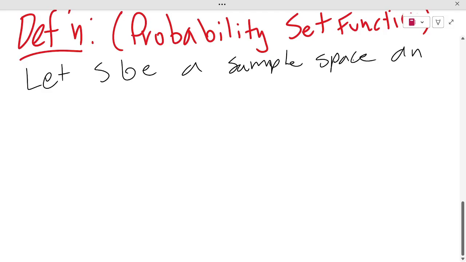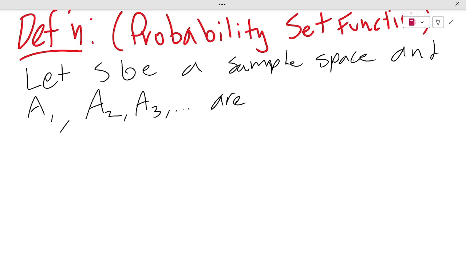And we have a set number of events, so A1, A2, A3 are possible events. And the number of possible events, we just said it was 2 to the k, but that's for a finite sample space. If it was an infinite sample space, then we would correspondingly have an infinite number of events. Okay, now here comes the definition.